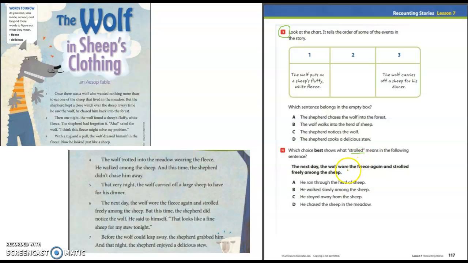So the sentence is, the next day the wolf wore the fleece again and strolled freely among the sheep. So here's the word strolled. So what could it mean? He ran through the herd of sheep. He walked slowly among the sheep. He stayed away from the sheep. He chased the sheep into the meadow. So I know that whatever he's doing, he's doing it freely among them.